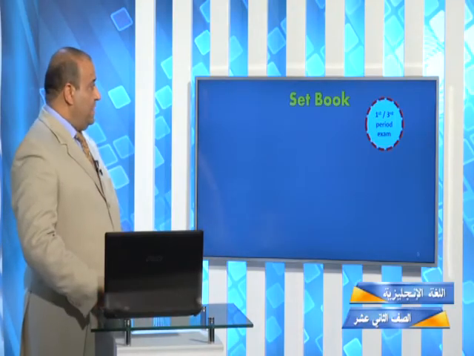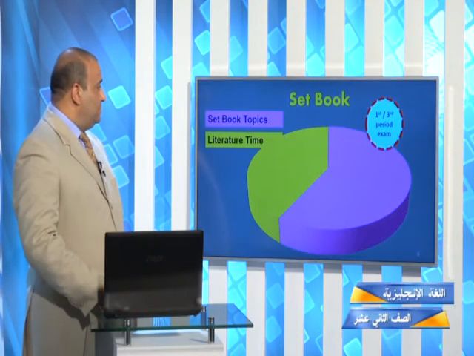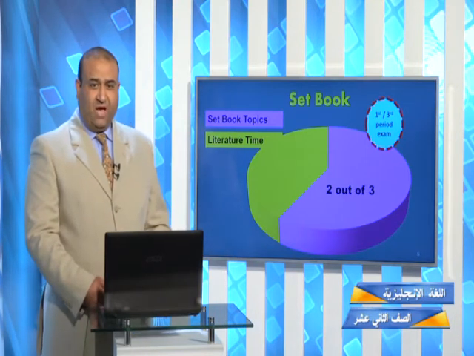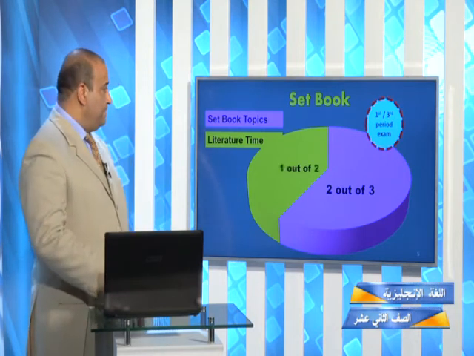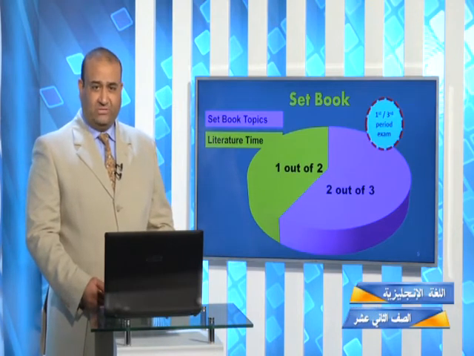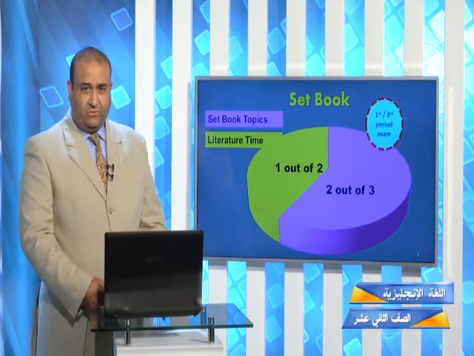Now after the quiz, let's have an idea about the number of questions that you will have in your official exams during the first, the second, the third, and the fourth period. Let's start with the first and the third period exams. As you can see here, you are going to answer 2 out of 3 questions, so you have 1 extra question. And you will have to answer 1 out of 2 questions related to literature time.